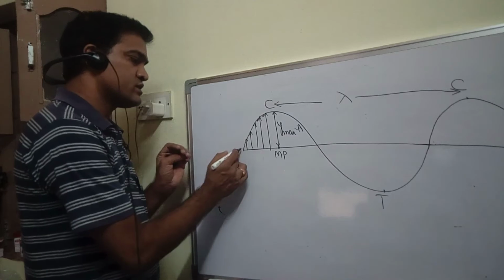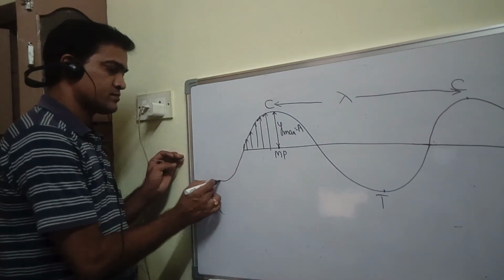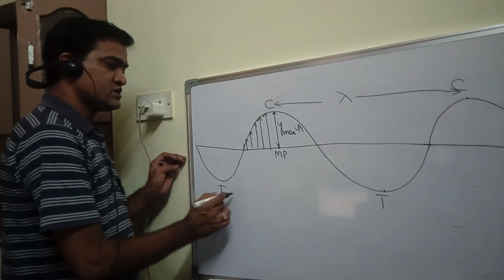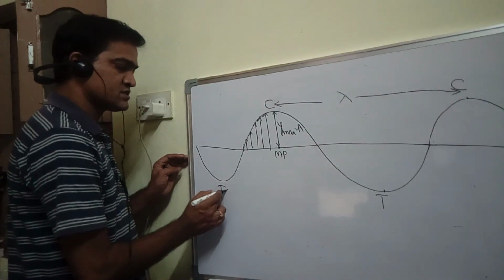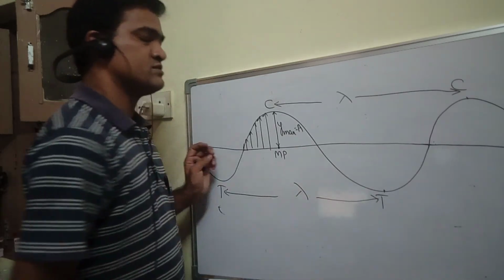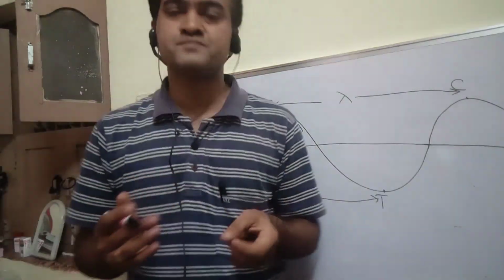Now let me show you another trough here this way, right? Another trough. The distance between two successive troughs is also called wavelength in the case of a transverse wave.